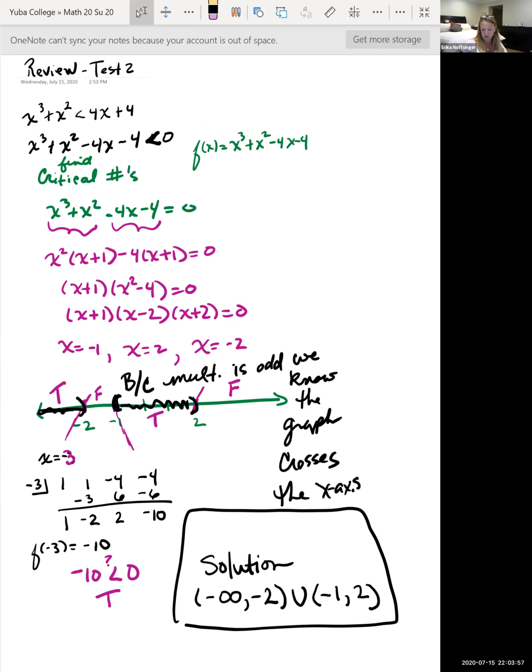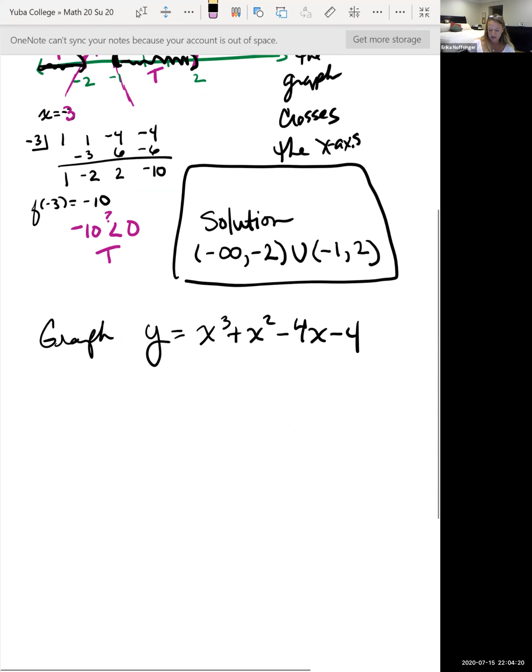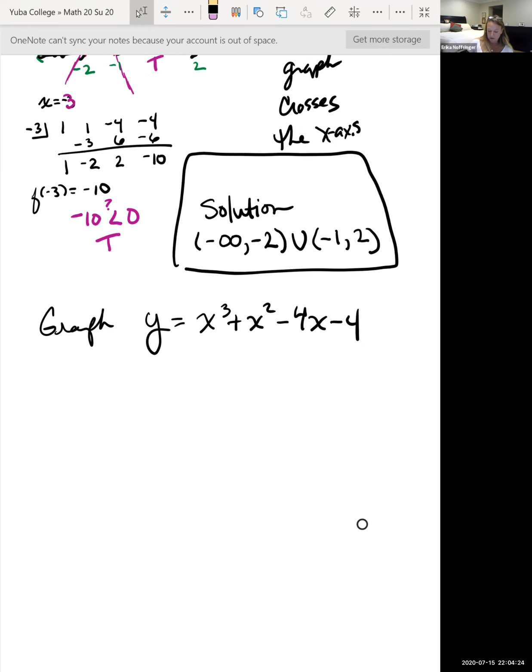I might have gone a little further than what this question asked. I might have first said graph y equals x cubed plus x squared minus 4x minus 4. So we know our intercepts. We just found the x-intercepts when y was 0. Above, we found that that was x equals negative 2, negative 1, and 2.